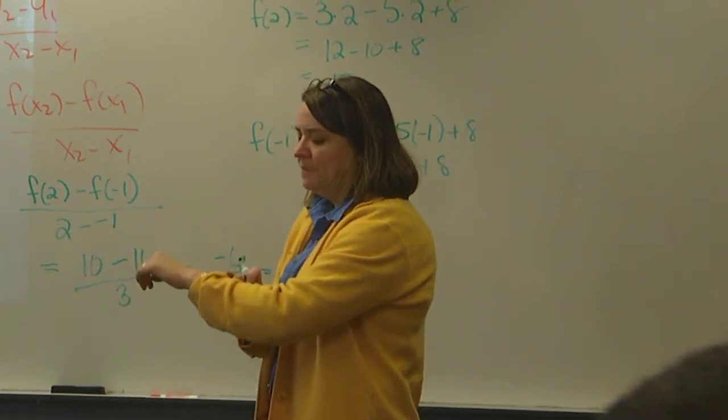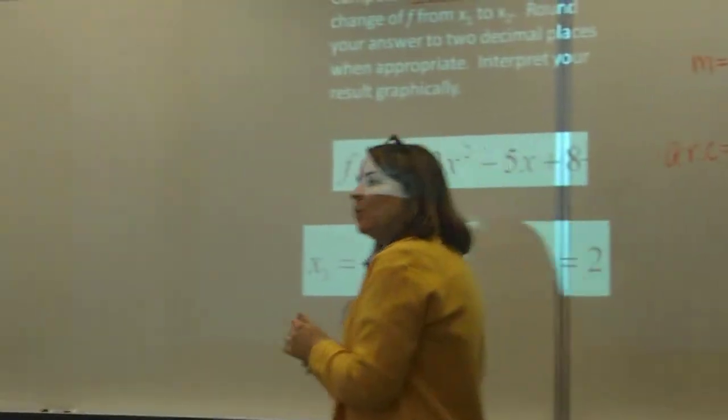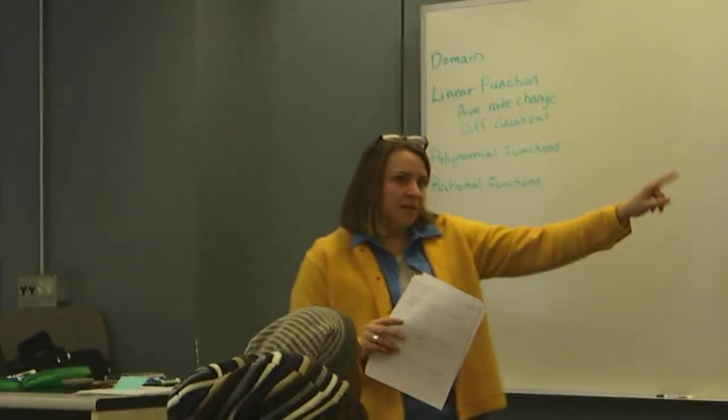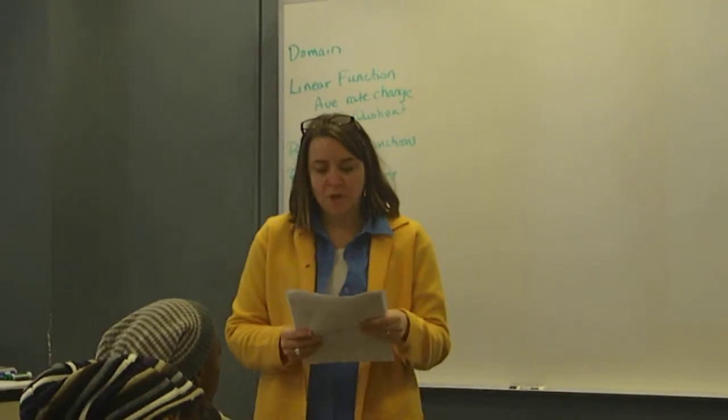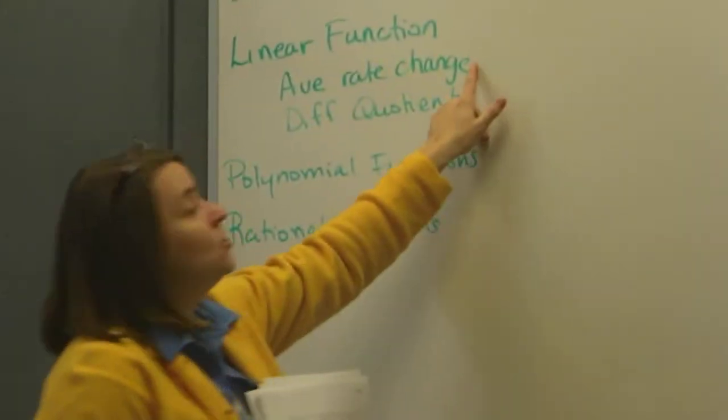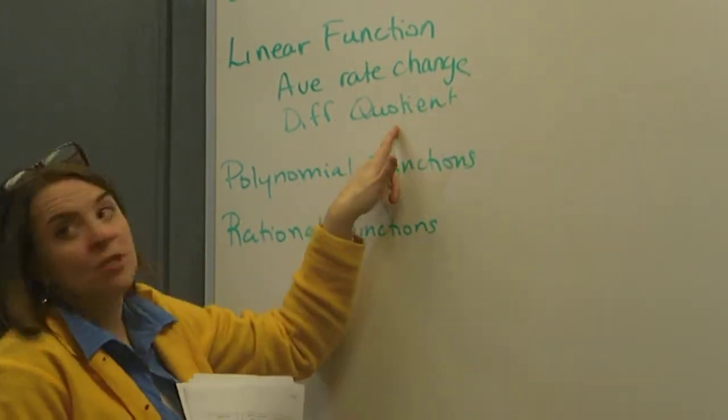Just check our time. We've run out of time. If I were to make a suggestion where to leap off from here, I would go to number 20 on the handout so that you can go from average rate of change to difference quotient.